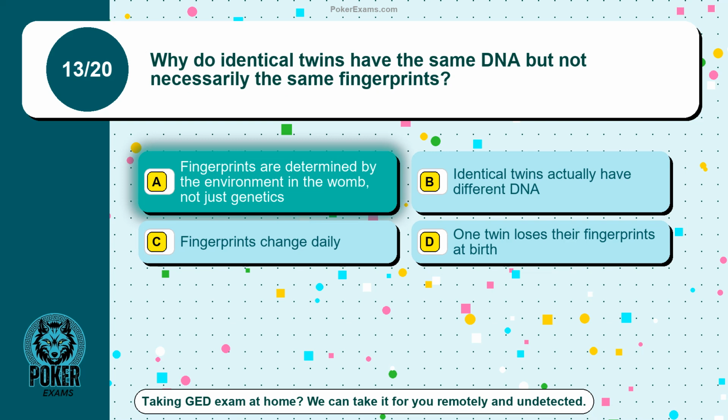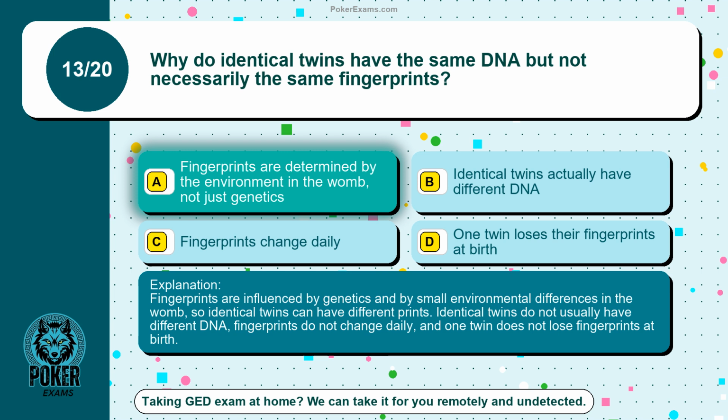The correct answer is option A. Fingerprints are determined by the environment in the womb, not just genetics. Fingerprints are influenced by genetics and by small environmental differences in the womb, so identical twins can have different prints. Identical twins do not usually have different DNA, fingerprints do not change daily, and one twin does not lose fingerprints at birth.